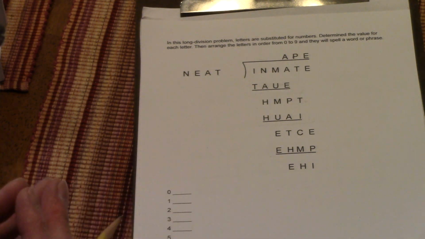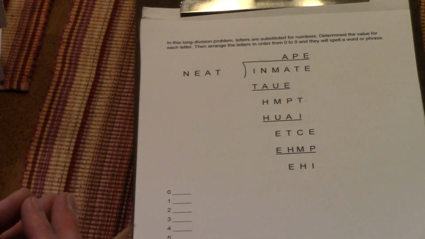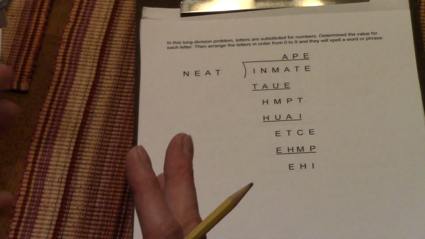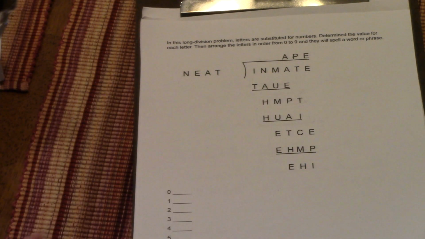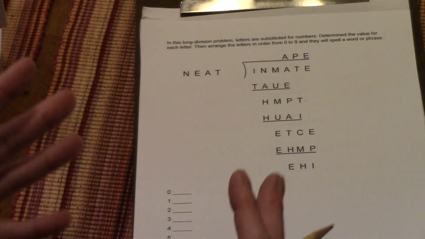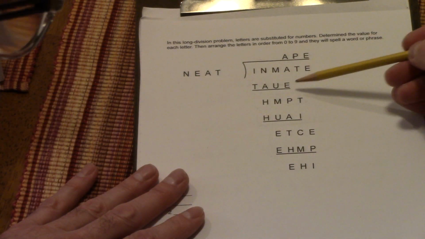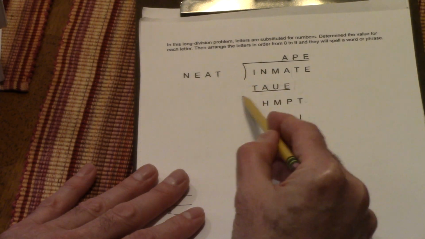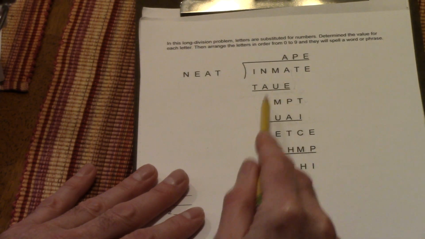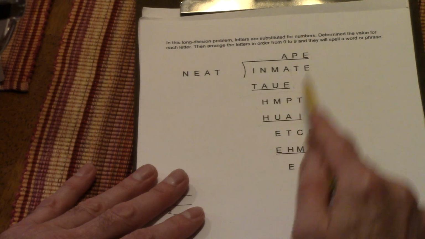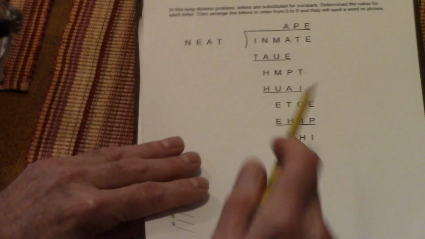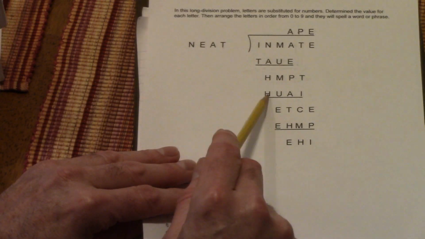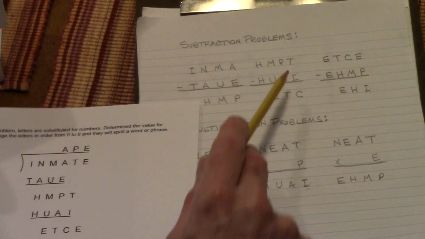All right, so the first thing that you want to do when you're working one of these word math problems is that you have to isolate several other math equations that are within this long division problem. And you've got three subtraction problems. The first subtraction problem is right here. INMA minus TAUE equals HMP. Don't worry about this because the T will come down. Anyway, I've isolated that particular subtraction problem here. The next subtraction problem is HMPT minus HUAI equals ETC, and that's that one here. And I did the same for the third subtraction problem here.